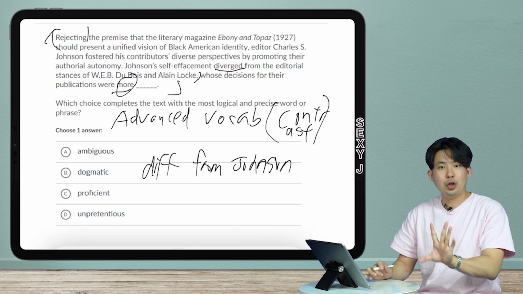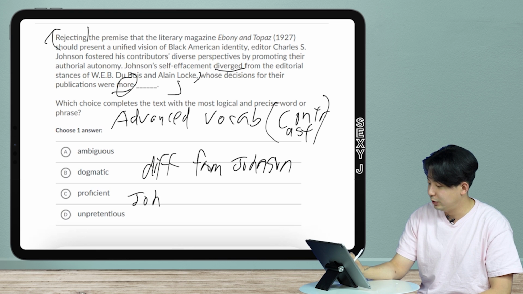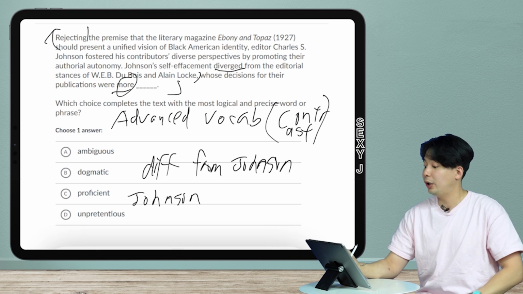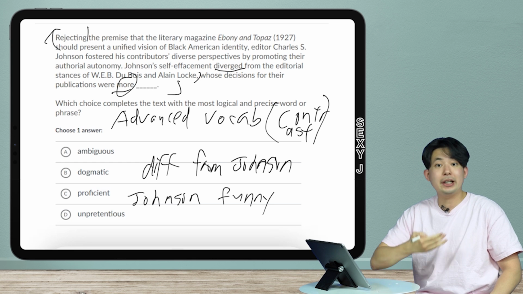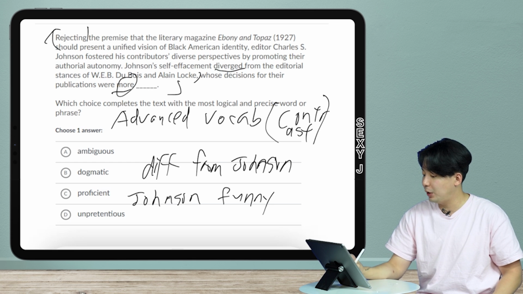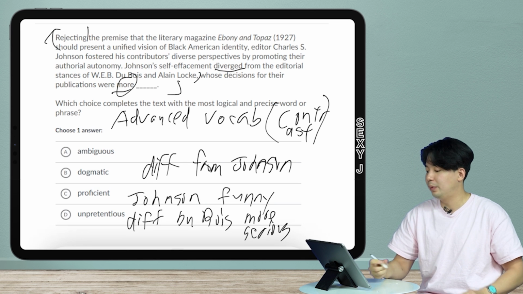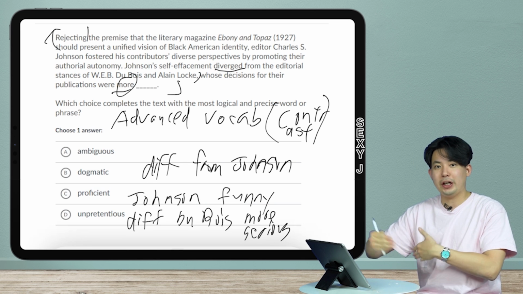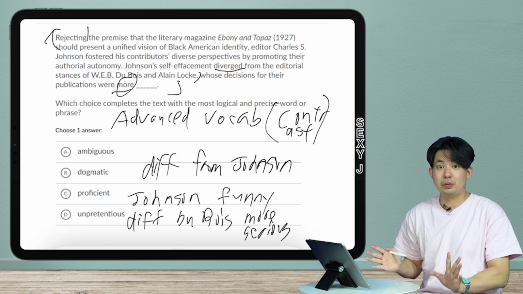So before I go back to the text, let's just look at how a contrast works. If I said Johnson was super funny, then if my guys are different from Johnson, they might be, oh, they're different, and Du Bois, and I don't want to write the other name, they are more serious, okay? So Johnson's a funny guy, but these guys who diverge, aka who are different, they're more serious. So that type of logic is what I'm looking for, okay?